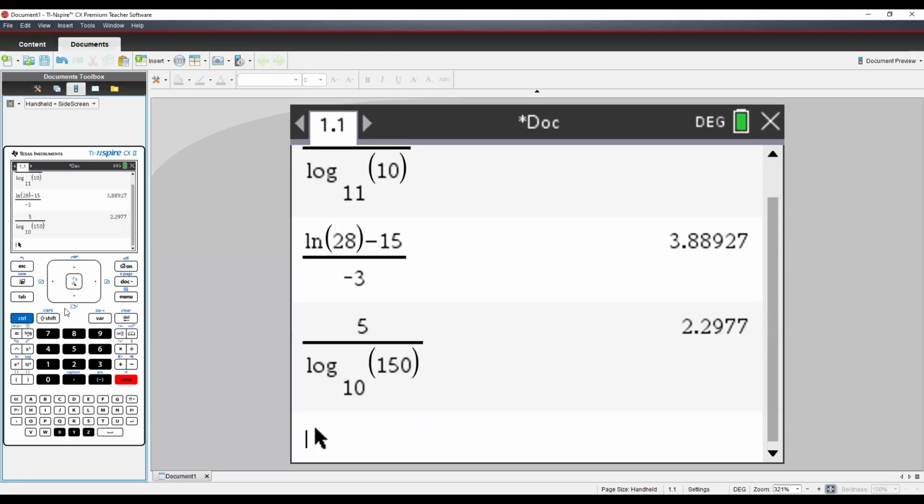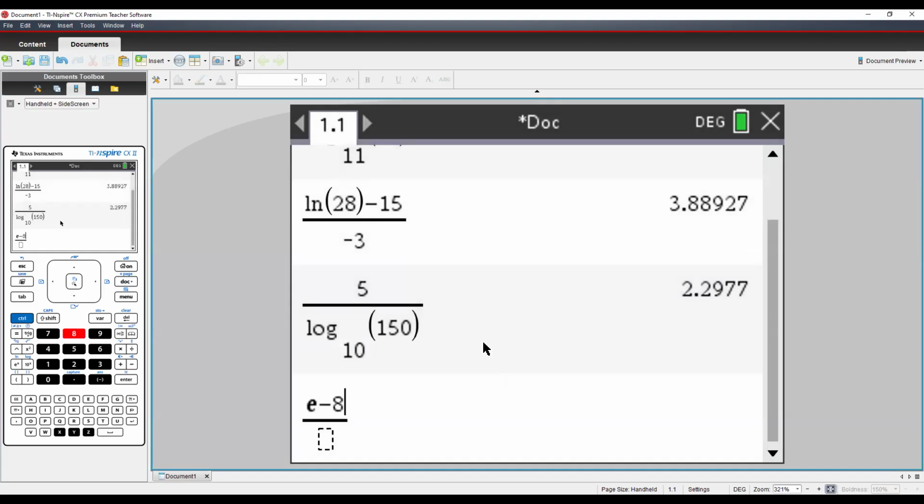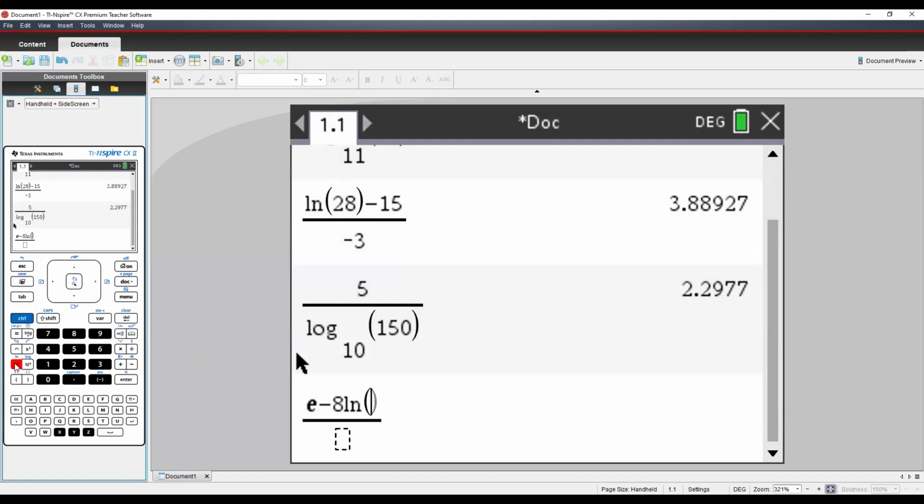All right, so now we're ready. The answer that we got was a control divide, so it's a fraction. Then it was E, so the E button. This gives you an exponent, but I don't want an exponent, so I'm gonna go to the pi button here, and the E is located right there. So now I get E minus 8, and then natural log of 8 on the bottom.